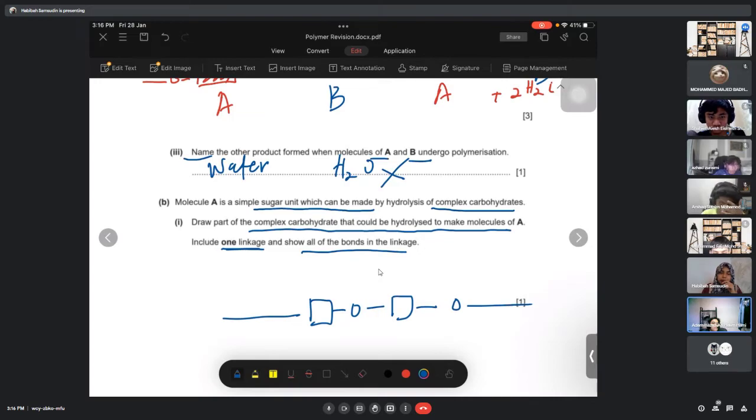Yes, but I shaded the box. That's fine, right? A is the shaded box. Yeah, it's fine, as long as you show 1 linkage because the question said 1 linkage. Anyone has a question for this? No. Okay, I expect you understand.